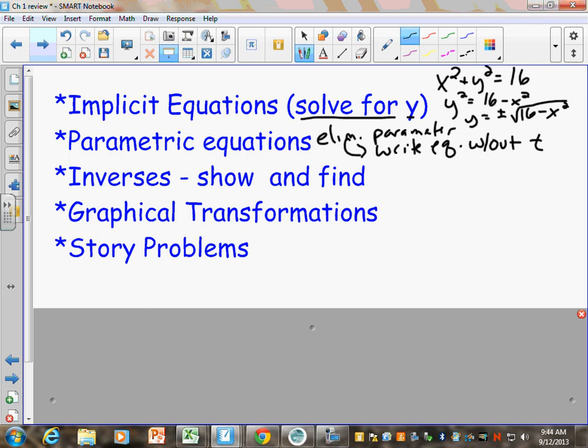Inverses, show and find. The book wants you to do the f of g of x to show that two functions are inverses. Colin really likes to just find the inverse of one and show that it equals the other. But the find, remember that means switch x and y, then solve back for y.